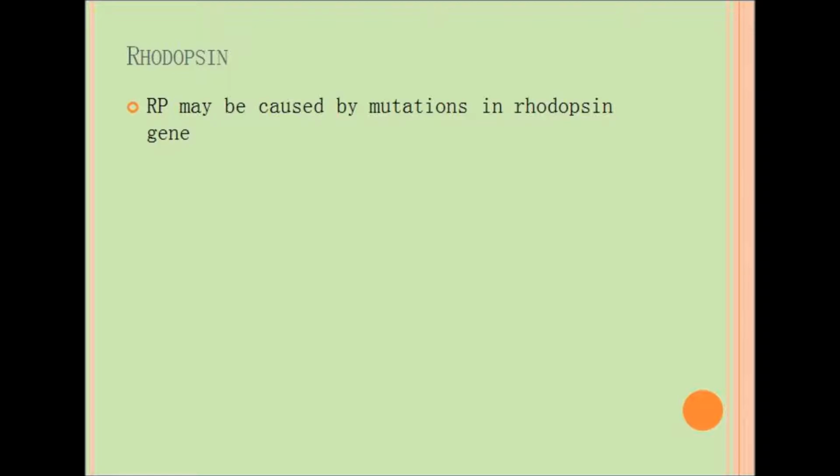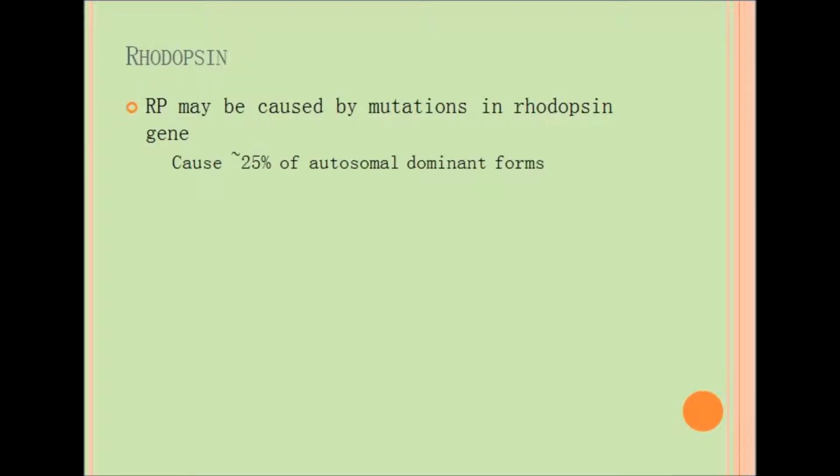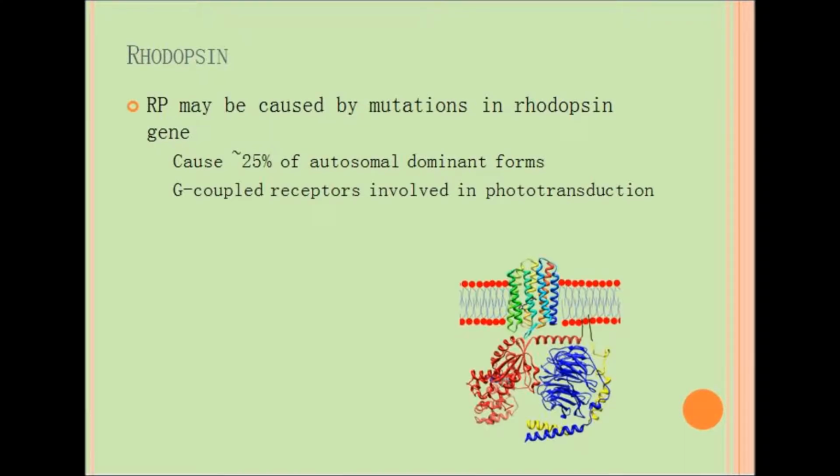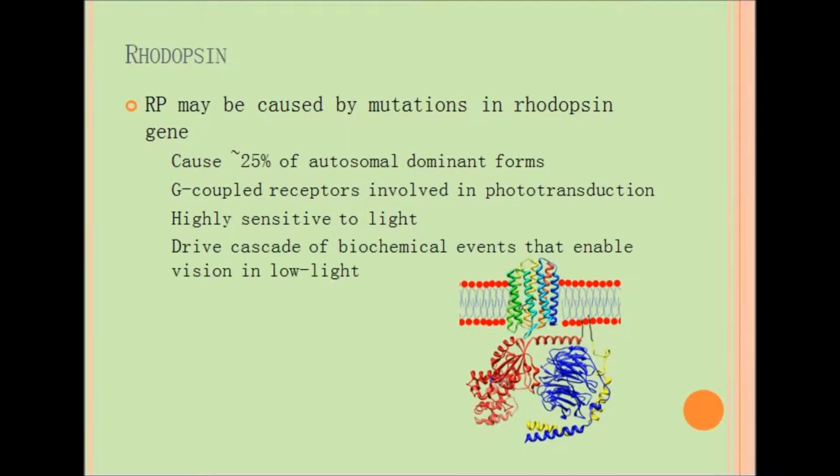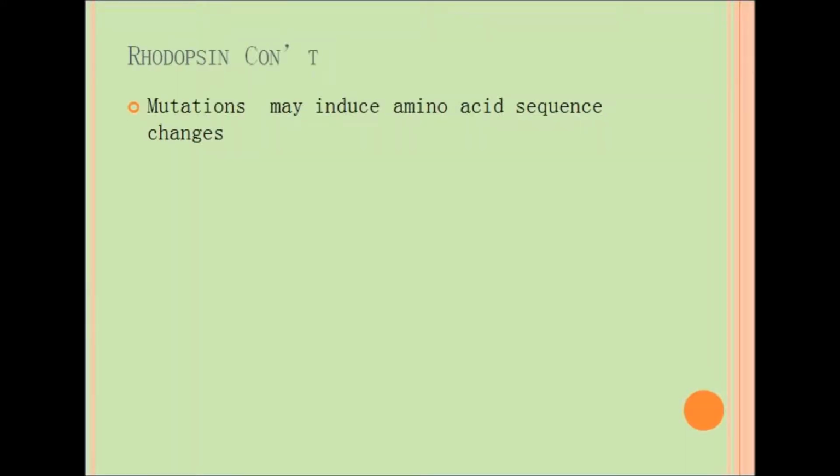Mutations in the rhodopsin gene are known to cause approximately 25% of autosomal dominant forms of RP. In wild-type genes, rhodopsin proteins are G-coupled receptors involved in phototransduction. They are highly sensitive to light and drive a cascade of biochemical events which enable vision in low light conditions.